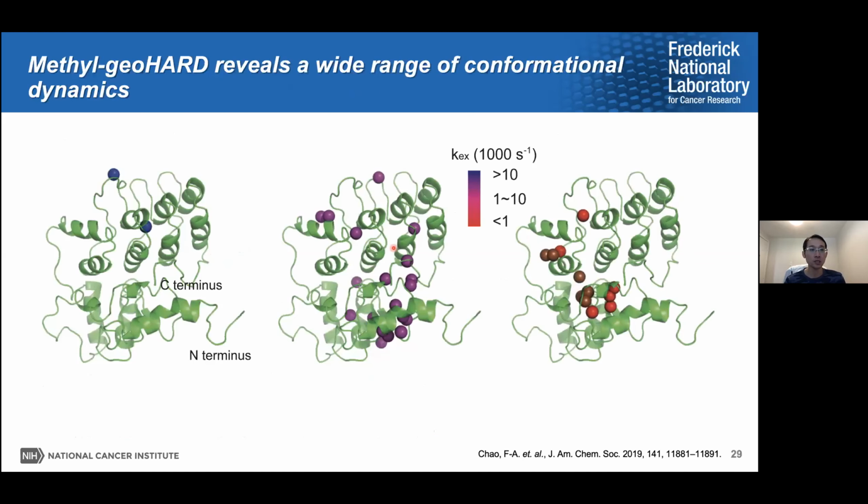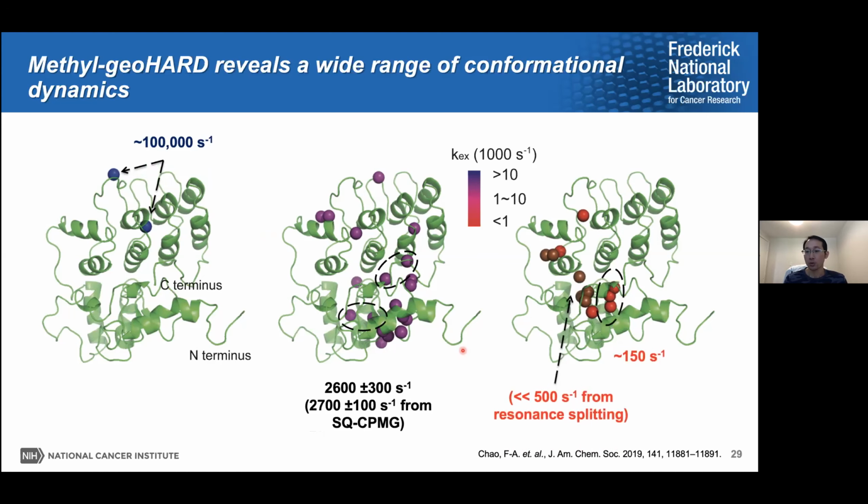So we actually ran the methyl relaxation experiment on this sample. And we also see a really fast change up to 100,000 per second. And we also see several of them have intermediate exchange, which is confirmed by the well-established CPMG experiment, okay? And we also see a very slow one, also confirmed by the resonance splitting.